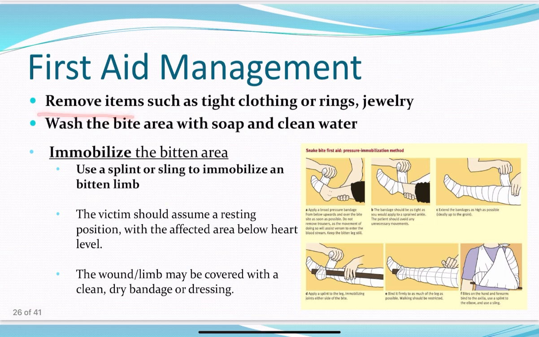Remove items such as tight clothing, rings, and jewelry. Wash the bite area with soap and clean running water. Immobilize the bitten area. You can use a splint or sling to immobilize the bitten area. The victim should assume a resting position with the affected area below the level of the heart. The wound or the limb may be covered with a clean, dry bandage or dressing.